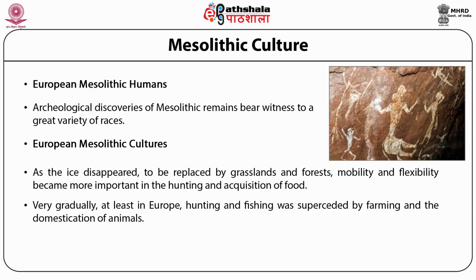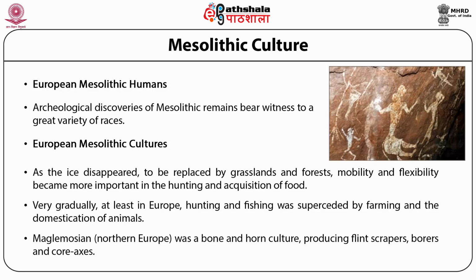The three main European Mesolithic cultures are Azilian, Tardenoisian and Maglemosian. Azilian was a stone industry, largely microlithic, associated with Offnet men. Tardenoisian, associated with Tardenoisian men, produced small flint blades and small flint implements with geometrical shapes, together with bone harpoons using flint flakes and barbs. Maglemosian was a bone and horn culture, producing flint scrapers, borers and core axes.